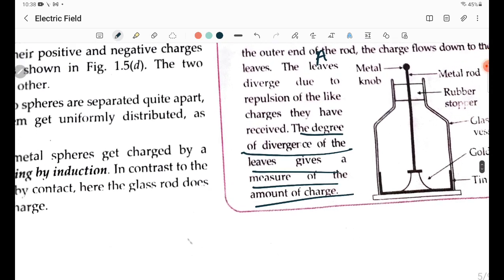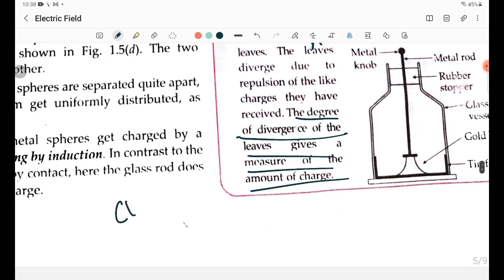Very long. Now here I end class 1 part 1. We will start part 2, and in the next part we will start with the basic properties of electric charge.